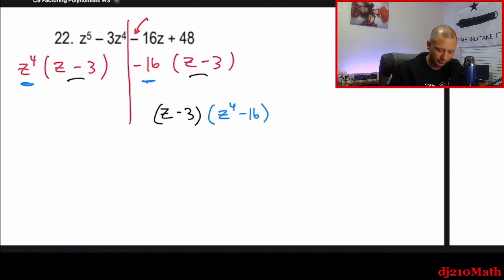Okay, now we ask ourselves, can this be factored in any further? Well, it's a power of 4. For this to work out, I would need 16 to turn into a power of 4. So 2 times 2 is 4, times 2 is 8, times 2 is 16. So that means that 16 is equal to 2 to the 4th power. Which means this can be broken up. So z squared minus 2 squared.